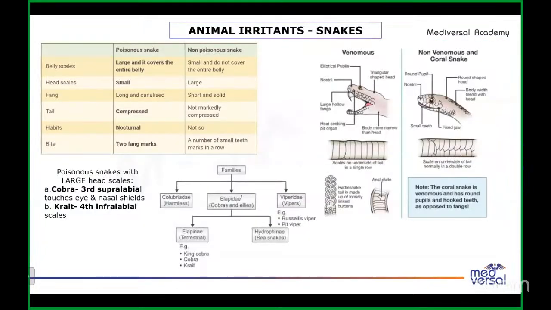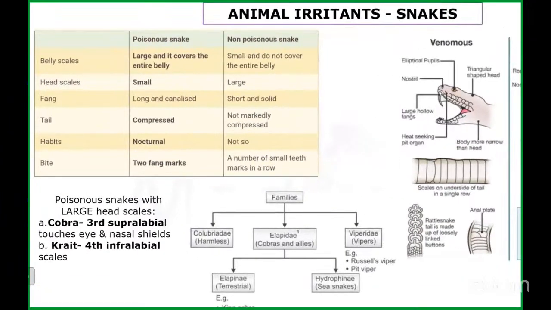Coming to animal irritants, which are snakes, you have two forms of snakes. One is poisonous and the other non-poisonous. And the questions in exams, I don't know why, but they still ask you about how to differentiate a poisonous snake from a non-poisonous snake. The head scales are always going to be small, and the tail is going to be compressed. Poisonous snakes have a nocturnal habit. They usually come out at night, and this is something which everyone knows, that their bite has two fang marks.